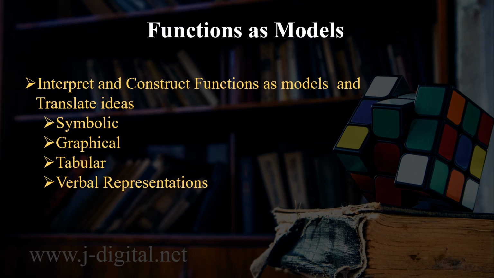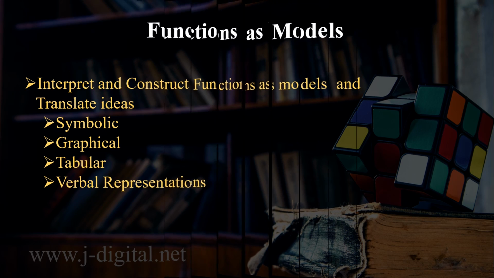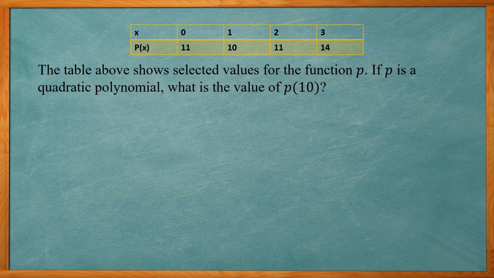Now in this section it deals with functions as models. So we need to be able to interpret, construct functions as models, and translate ideas. So they give you the information either symbolically, graphically, tabular, or in a verbal representation. So here they give us information in a table. X is along the top and P of X on the bottom. P of X is the same as Y. We're dealing with X and Y values. So here it reads, the table above shows selected values for the function P. If P is a quadratic polynomial, what is the value of P of 10?